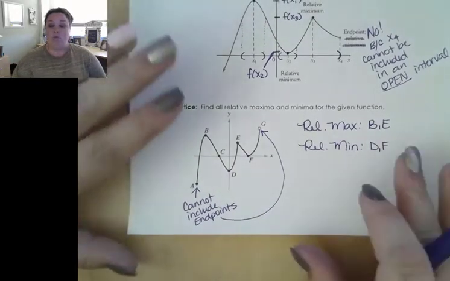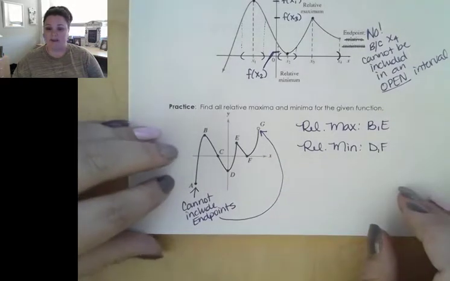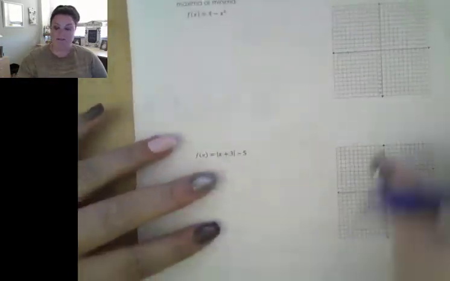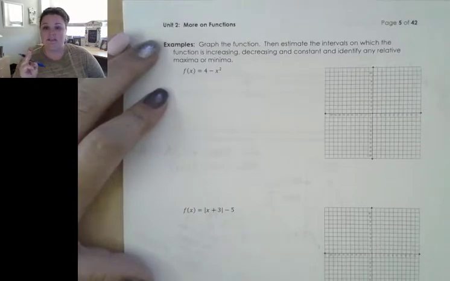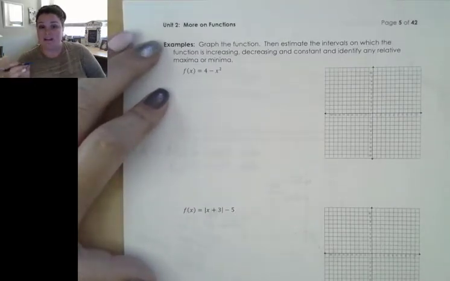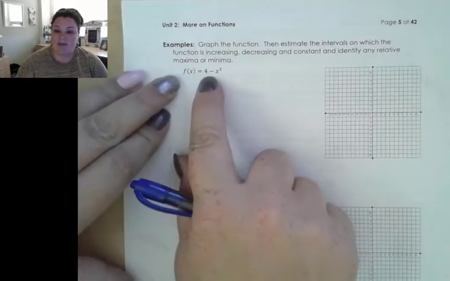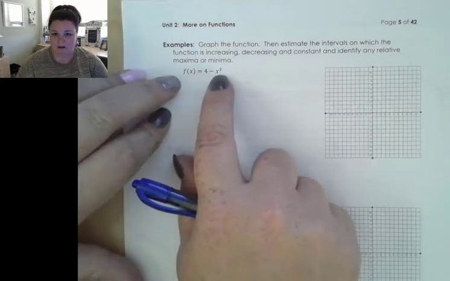All right, so now we're going to put the two things together. We're going to look at increasing, decreasing, and constant, and then we're also going to identify our relative max and min, except instead of me just giving you the picture, we're going to have to come up with the picture first by graphing the function, and then we'll identify where the increasing, decreasing, and constant intervals are, and our relative maxima and minima, if there are any that exist. Okay, so let's look at this first one. We have f of x equals 4 minus x squared.